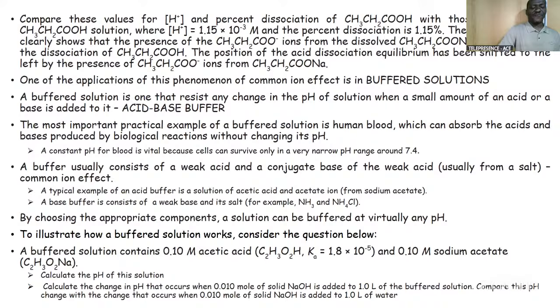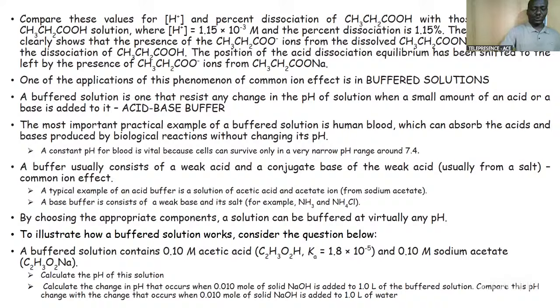It says a buffered solution contains 0.10 molar acetic acid, the Ka given as 1.8 times 10 to the power of minus 5, and 0.1 molar sodium acetate. Calculate the pH of the solution and calculate the change in pH that occurs when 0.01 mole of solid sodium hydroxide is added to 1 liter of the buffer solution. Compare this pH change with the change that occurs when 0.010 mole of solid sodium hydroxide is added to 1 liter of water. Okay, very simple question.